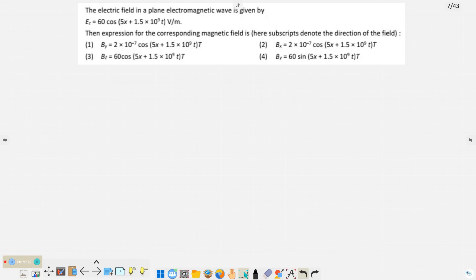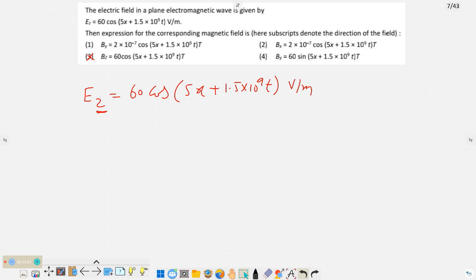This question is related to EM waves. The electric field equation is given: Ez is equal to 60 cos of 5x plus 1.5 into 10 power 9 t, in volt per meter, along the Z axis. Then we need the expression for the corresponding magnetic field. You know that in electromagnetic waves, electric field and magnetic field are always perpendicular. So perpendicular to Z, it may be Y or X. The answer may be Y or X, so the option with Z is not possible, and it may be 1, 2 or 4.